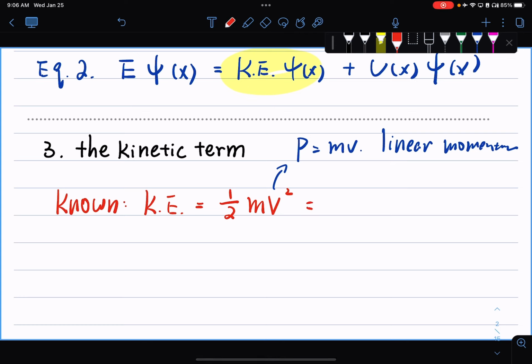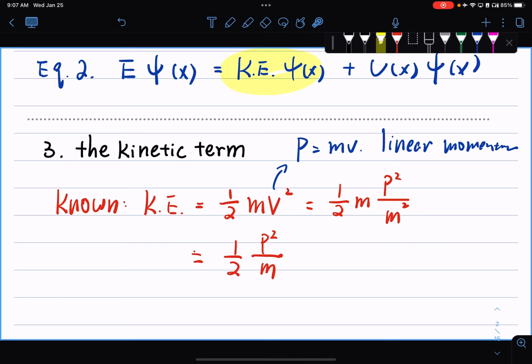So we can rewrite kinetic energy as 1/2 m times (p squared over m squared). That equals 1/2 p squared over m. So far what we're doing is still the classical definition of kinetic energy, and we're trying to understand what it means.